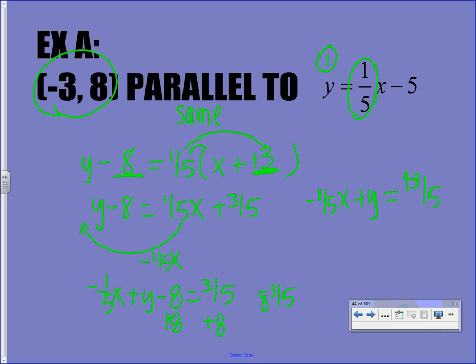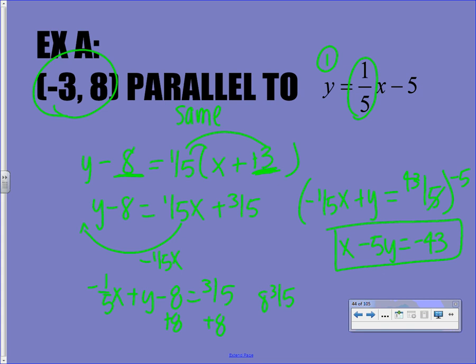So now if you remember, standard form means I cannot have a negative or a fraction on the x. So I'm going to clear that out by multiplying everything by negative 5. So that's going to give me x, because the negative 1/5 cancels with the negative 5, minus 5y. These 5's over here will cancel, leaving me with negative 43. So my final equation is x minus 5y equals negative 43.